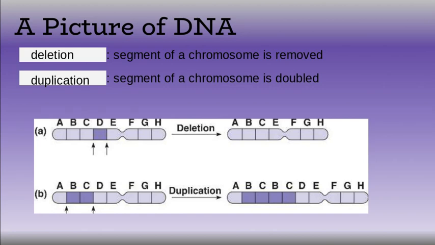And then duplication is when a segment of a chromosome is doubled, or there's just some extra bit of that chromosome that's added in. So for B, we can see that sections B and C, maybe it's gene B and C, they are just doubled. They're copied, which is making that chromosome much longer than it's supposed to be. It has too much genetic information in it, which could lead to some issues.